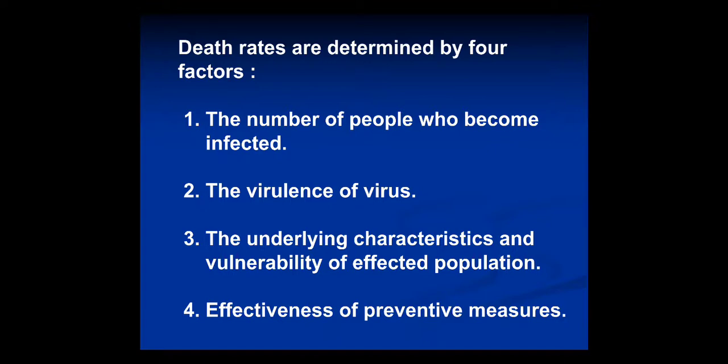So who is the vulnerable population? Normally the elderly and the kids are the vulnerable population, but in this case the highly vulnerable population would be the elderly, and also people with comorbid conditions like diabetes, hypertension, and any other chronic diseases would be highly vulnerable for this type of infection. 4, the effectiveness of preventive measures also makes a big factor in controlling this disease.